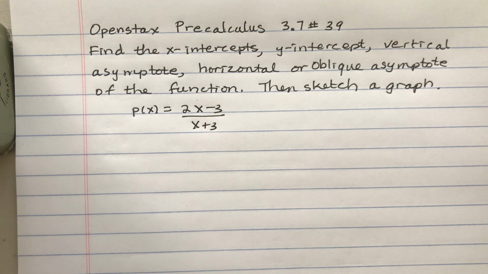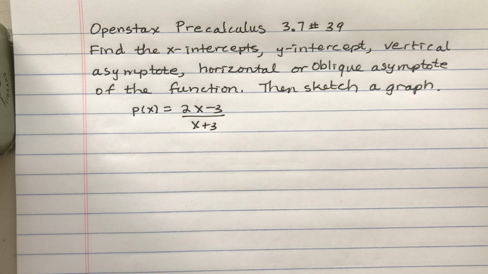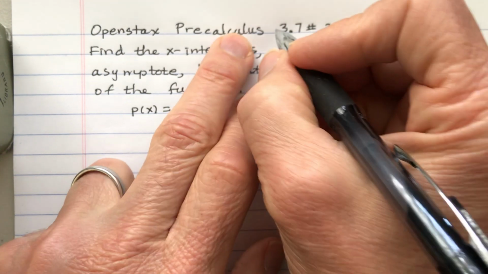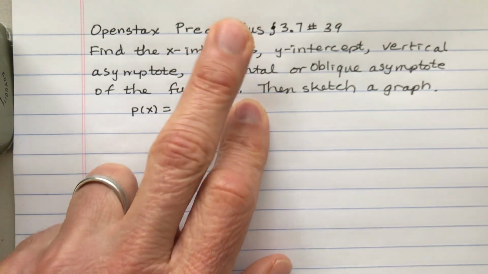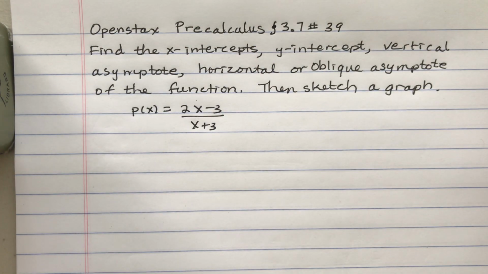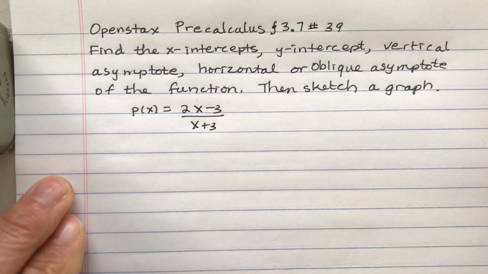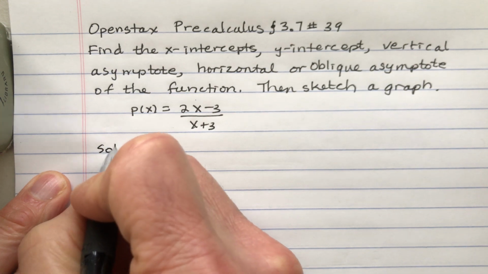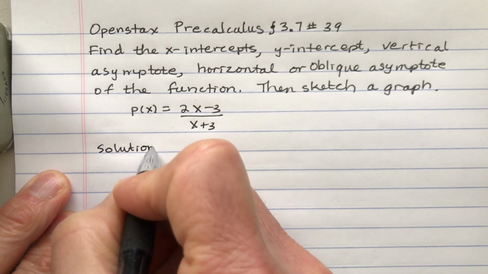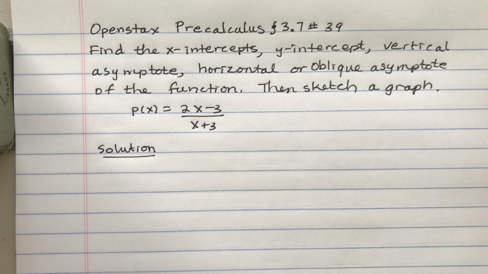All right, this is OpenStax Precalculus, section 3.7, number 39. Find the x-intercepts, y-intercept, vertical asymptote, horizontal or oblique asymptote of the function, then sketch the graph. And our function is p of x equals (2x minus 3) over (x plus 3).